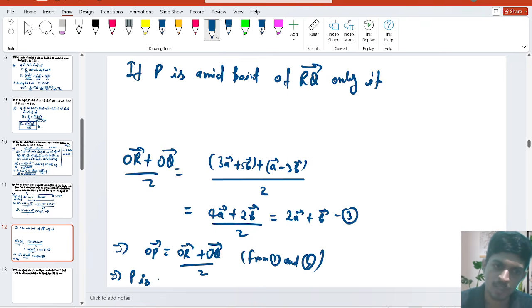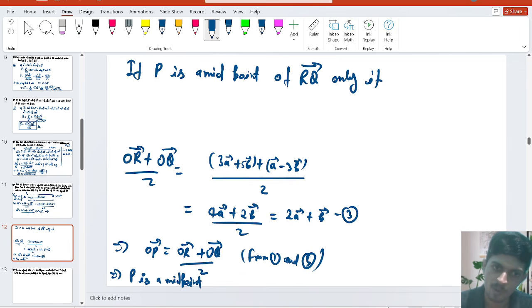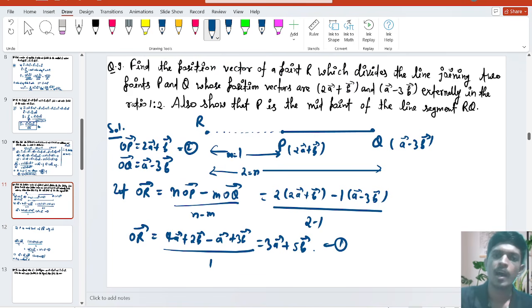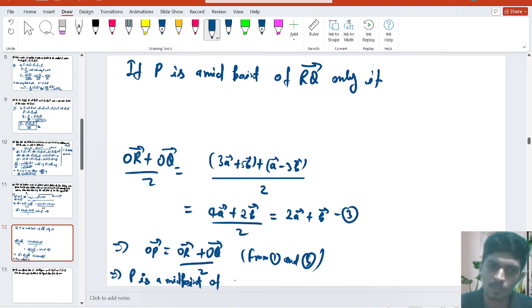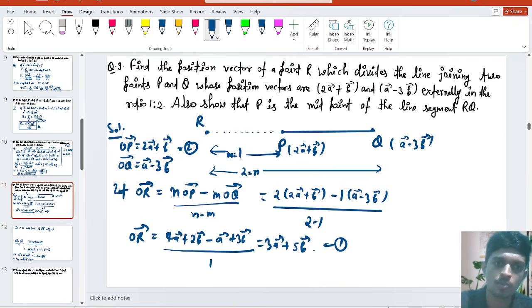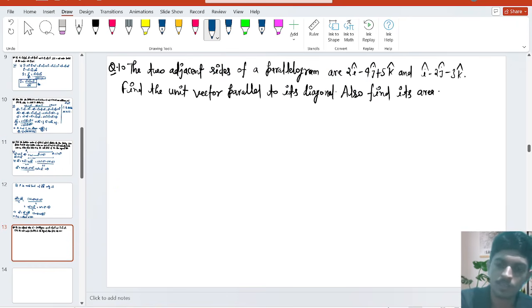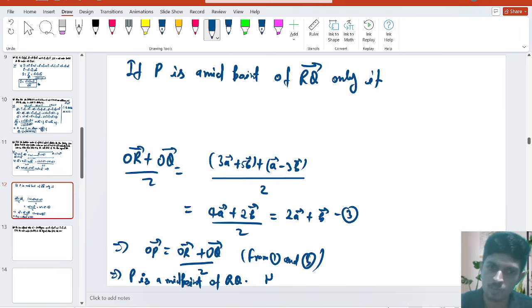If P is the midpoint of RQ. I hope it is clear to you. So henceforth, what do we need to prove? P is the midpoint of the line segment RQ. So this is completed. So P is the midpoint of RQ henceforth. I hope it is clear to you. So coming to the next question.